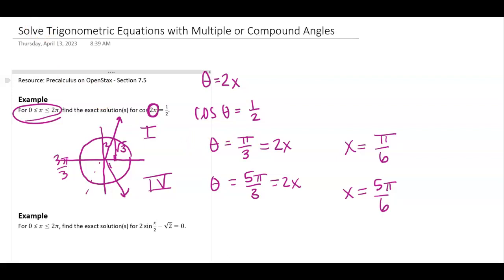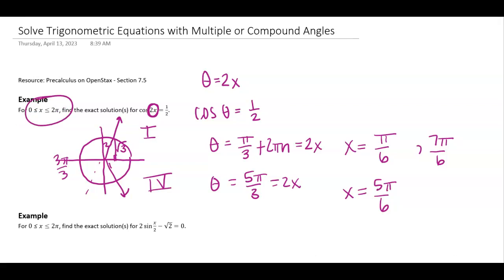Now that may seem like we are done, but I know it's not on this interval, I just want to make sure I have all solutions here. This is equal to plus 2 pi n if I go forever and ever. And so if I say that's equal to 2x, and I divide by 2 here and by 2 here, then this would repeat every pi n. And if I add 1 pi, I need to also include here 7 pi over 6 in my domain that was given to me originally.